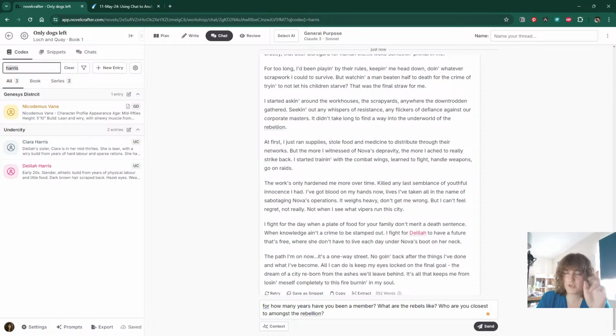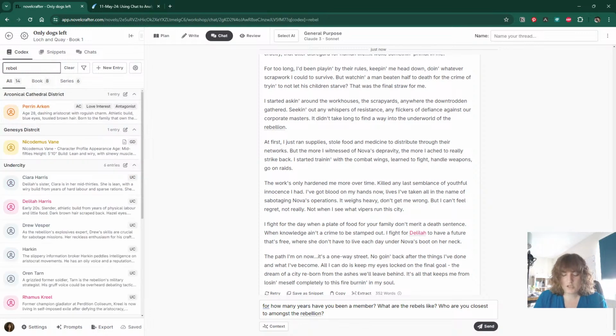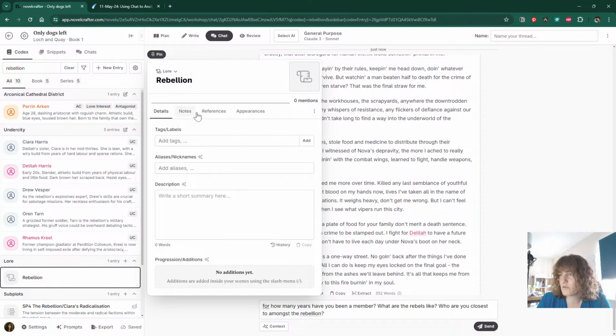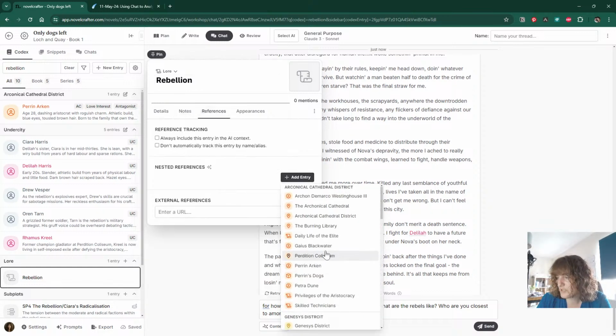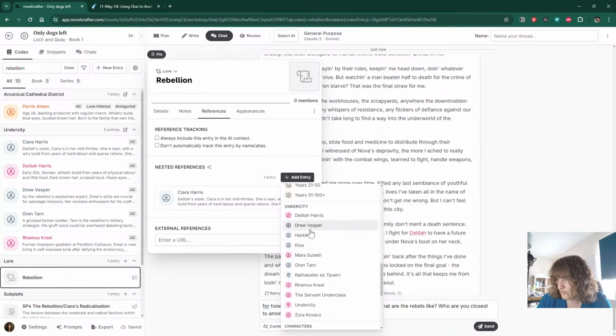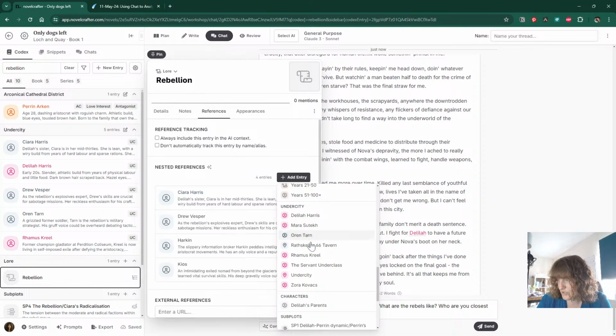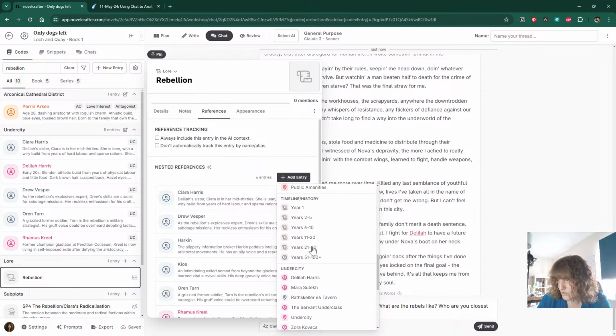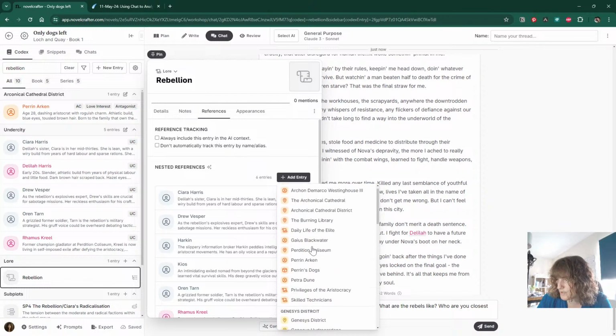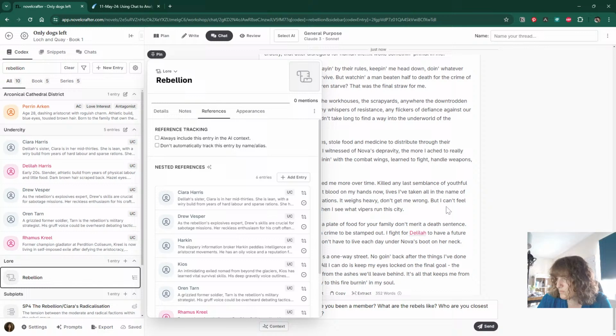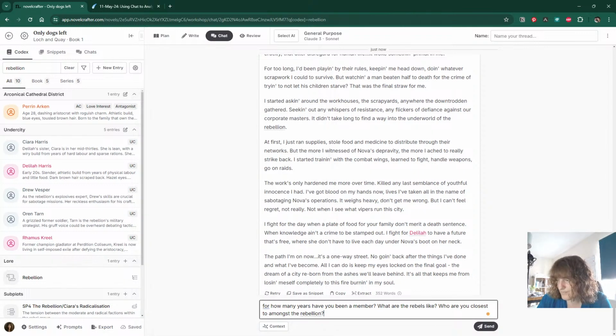And now, before I do that, if I go on to rebellion, I am going to, in the lore, add some nested entries. So we know in Undercity, Ciara is a member, Drew, Harkin, Kios, Oren, Ramos. Rebels. Are they an extended family or something else?